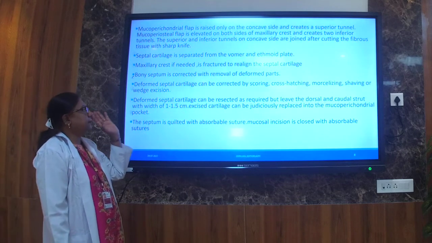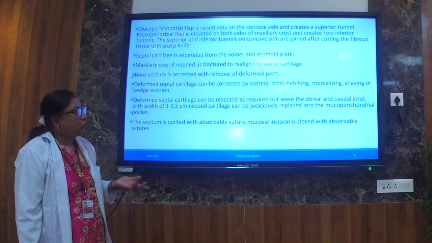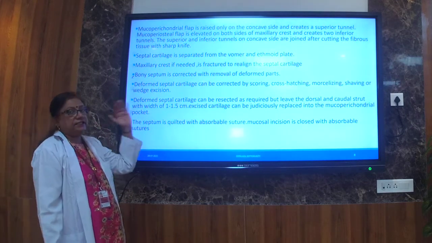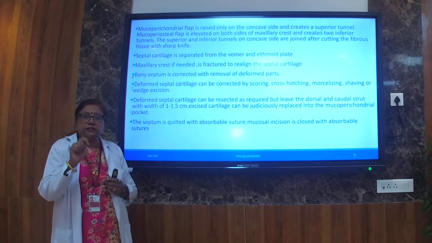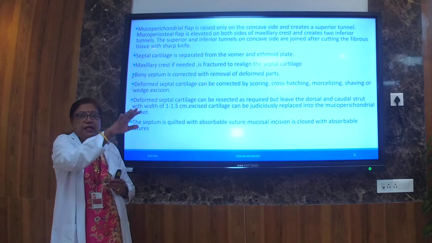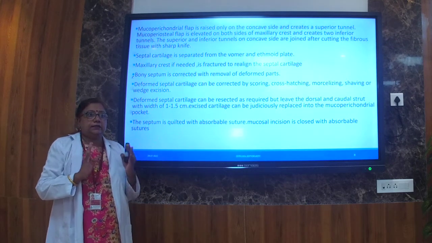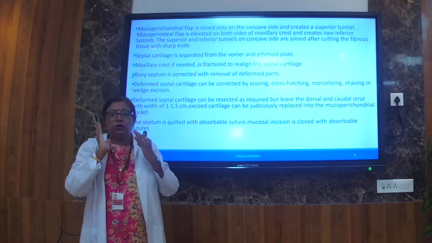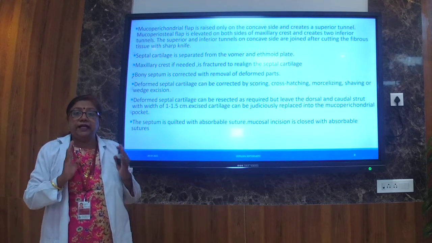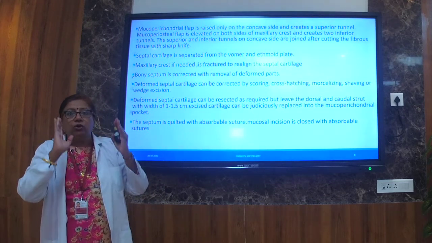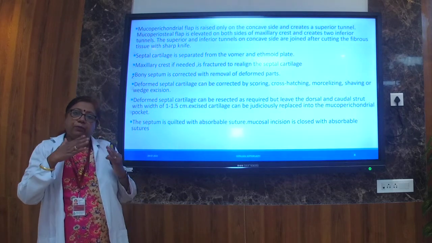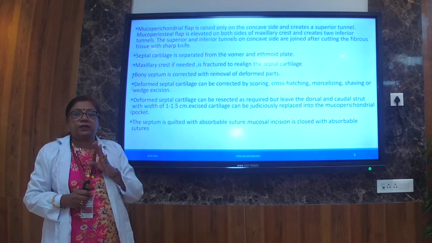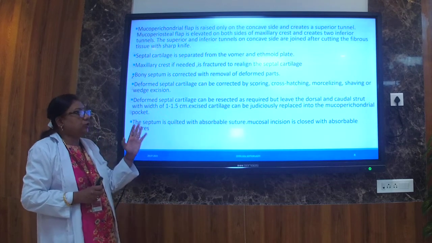Now the deformed septal cartilage can be corrected by scoring, cross-hatching, morselizing, shaving or wedge incision. Once you remove it, there is a Ballenger's knife, you can remove the cartilage. With the Ballenger's knife, it comes out properly. And in SMR, we remove the cartilage but we don't redeposit. In septoplasty, if you want to redeposit that cartilage, do the correction, do morselization, do shaving, and put it inside again, so that it is conservative. What is septoplasty? It is a conservative surgery, so we try to do that.